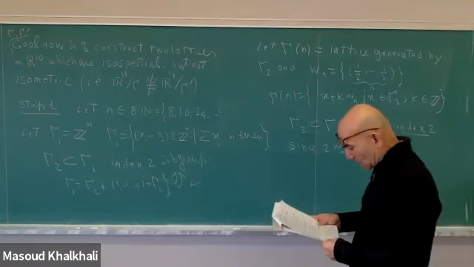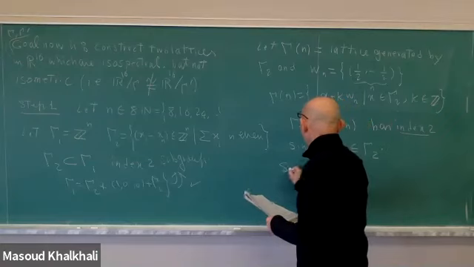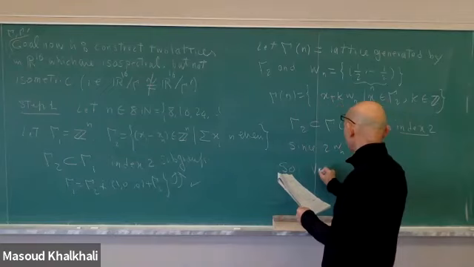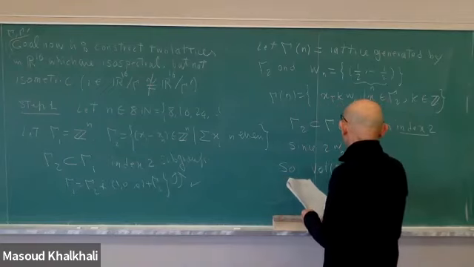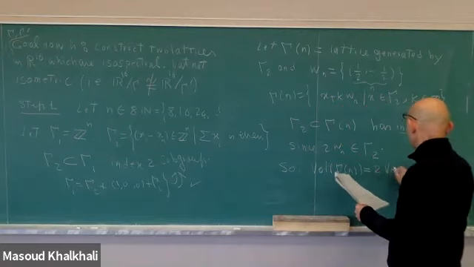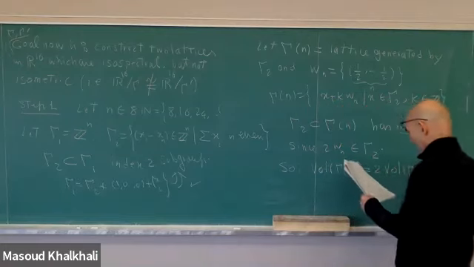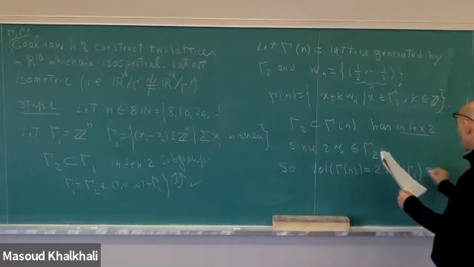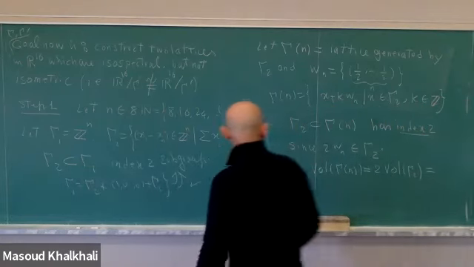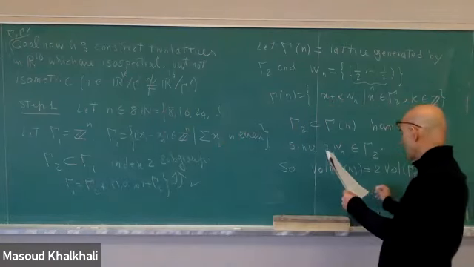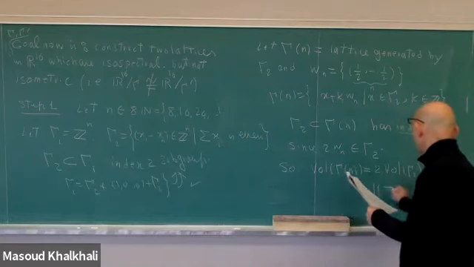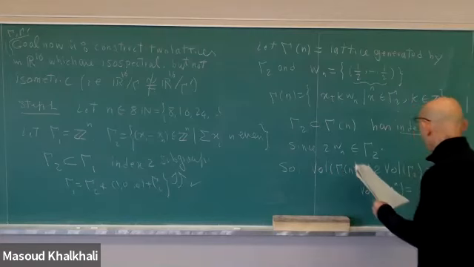So this index 2 business shows that the volume of gamma n is equal to twice the volume of gamma 2, because gamma 2 here has index 2. This is equal to the volume of Zn, that's equal to 1.